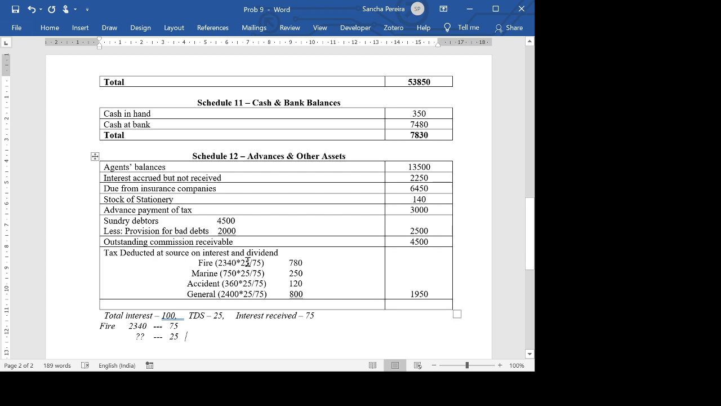But right now I don't know the gross amount, I know the net amount. They have paid me the amount after deducting the TDS. So basically this is at 75, at 25 it will be how much? Okay, and then we get a total here. The total of this is 42490.